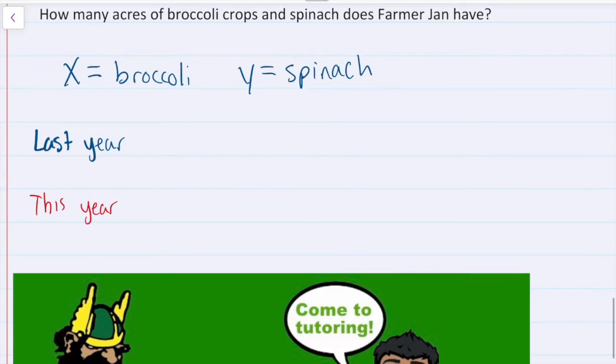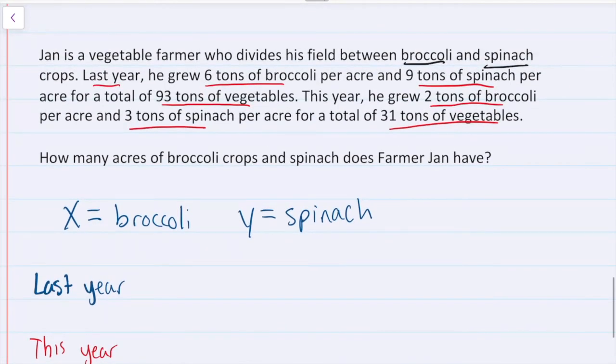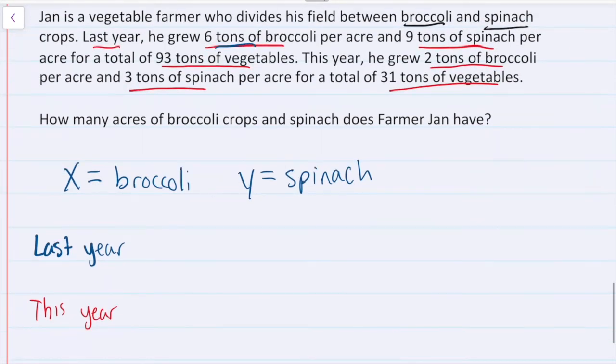So what happened last year? Last year, they grew 6 tons of broccoli. So couldn't you call this 6x? How many tons of spinach? 9 tons of spinach, so 9y. And they gave us a total of 93 tons of vegetables.